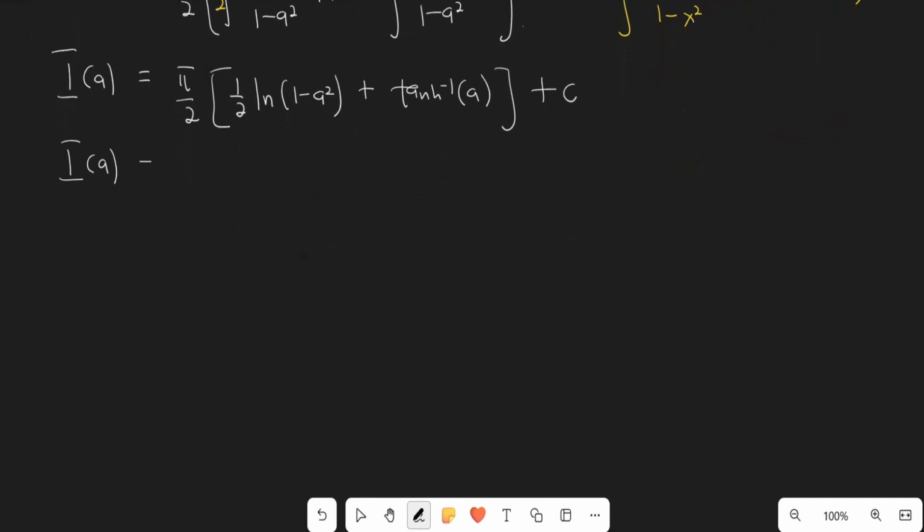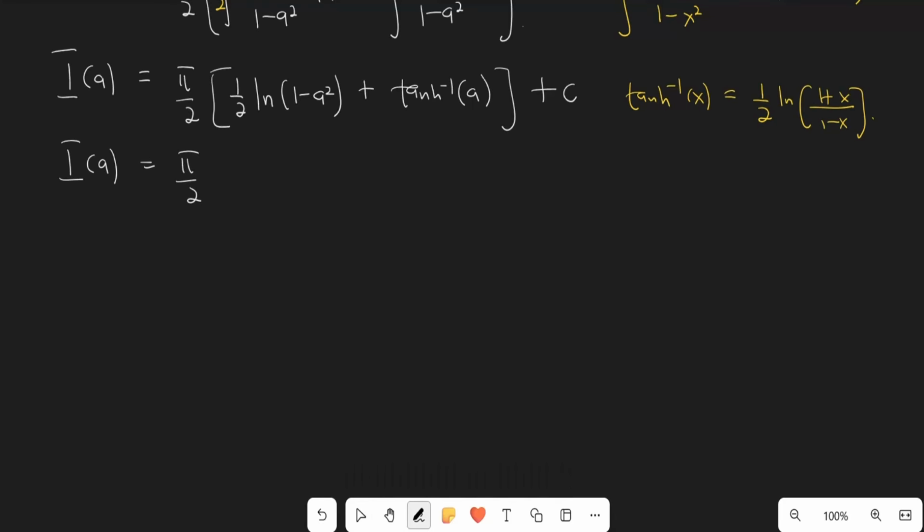So I of a is equal to... permit me to write what tan hyperbolic inverse of x is. So the tan hyperbolic inverse of x, this one is the same as 1/2 times the ln of (1 plus x) all over (1 minus x). This is the tan hyperbolic inverse of x. So now let's replace that in our integral.